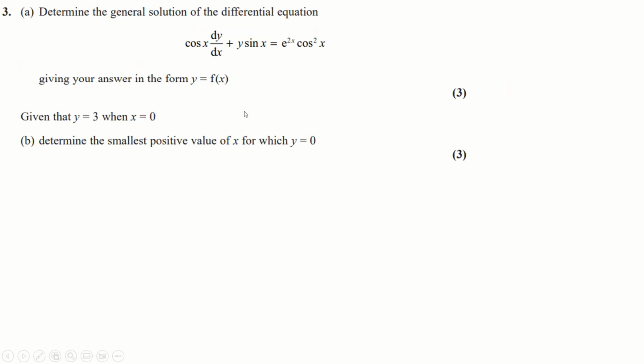Question number 3 is a differential equation. This is so close to just immediately working with product rule. Like you could, it's almost just the reverse of product rule. It's not quite because there's a minus that's slightly wrong. So what we need to do is we need to divide by cos x to make this.